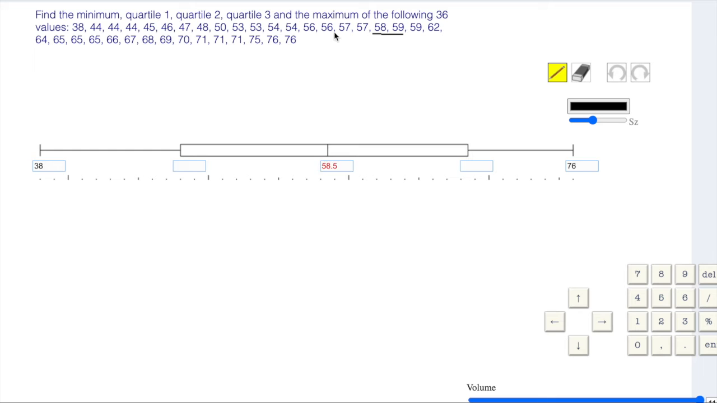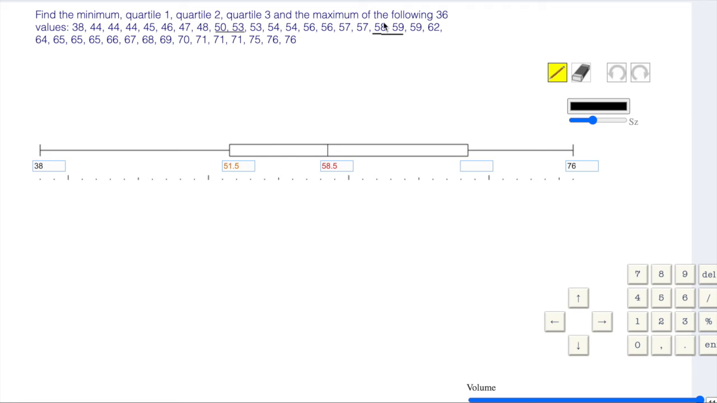I have 18 values, including the 58. I'm going to include the 58. 18 divided by 2 is 9. So I'm going to take the 9th and the 10th value. 1, 2, 3, ... 8, 9, 10. 50 and 53 is 103 divided by 2 is 51.5. 51.5 is my quartile 1.